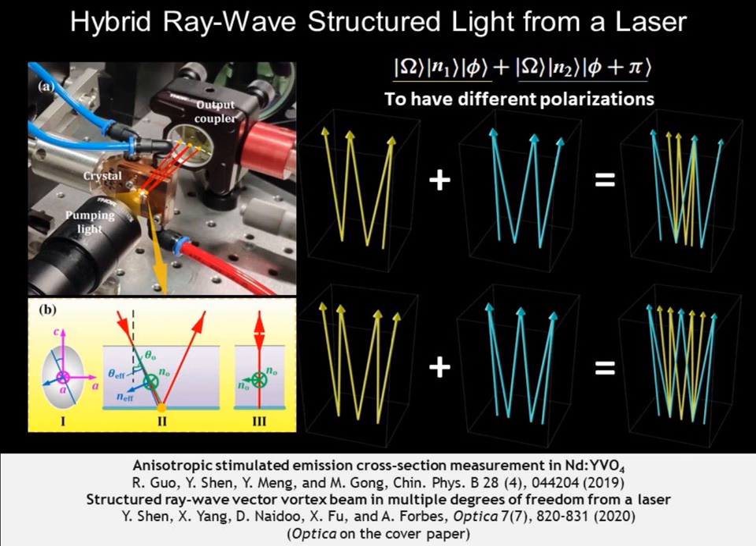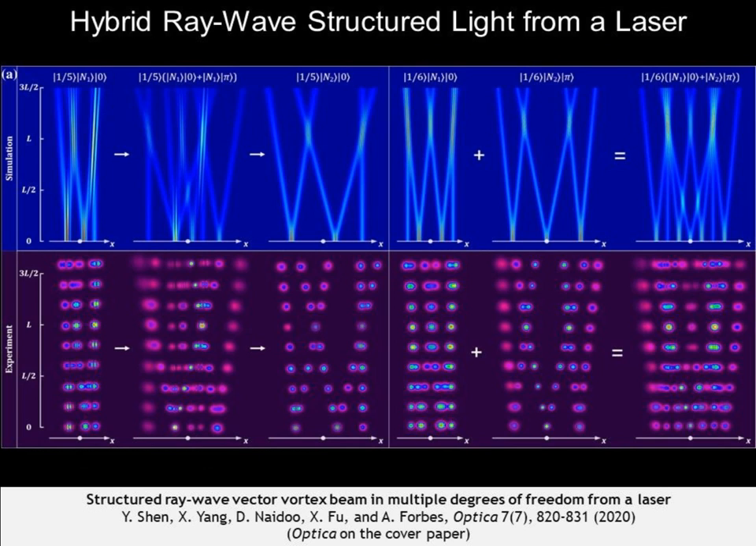The 2 component trajectories have different transverse sizes. That means the two ray wave trajectories would have different polarizations. Here are the experimental and simulated results of the hybrid ray wave non-separable state generation, and they agree well with each other.